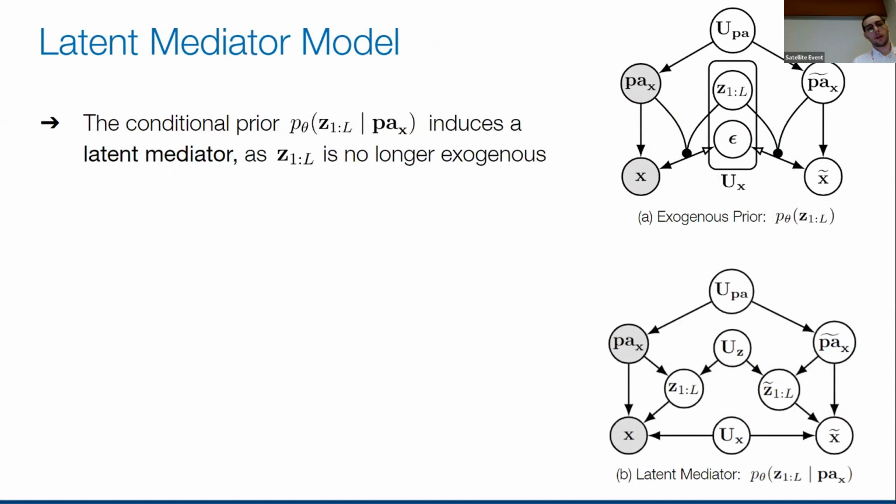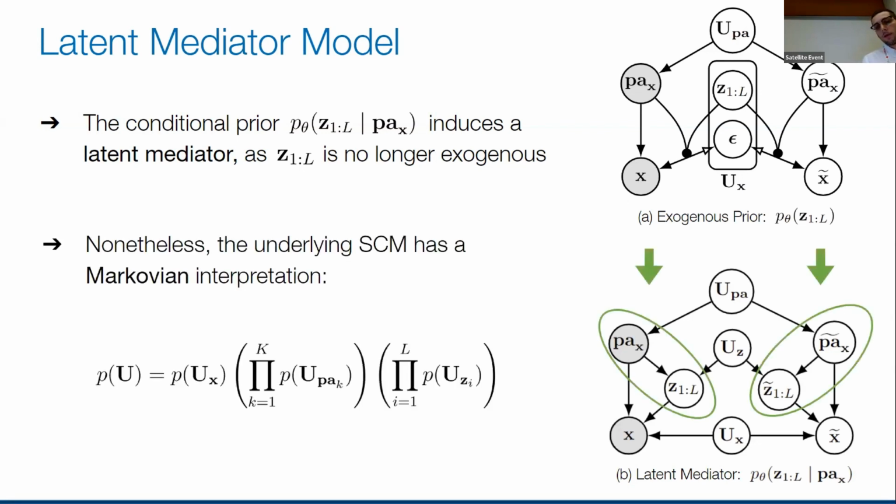Okay, so the interesting thing about this conditional prior is that it induces a latent mediator, since the latent variables are no longer exogenous. And this is because they're caused by the parents, which are part of the model. So it violates the exogenous condition for these latent variables. But nonetheless, there's still an interpretation of this type of model as Markovian, since the mechanism for each of the latent variables has its own independent noise.